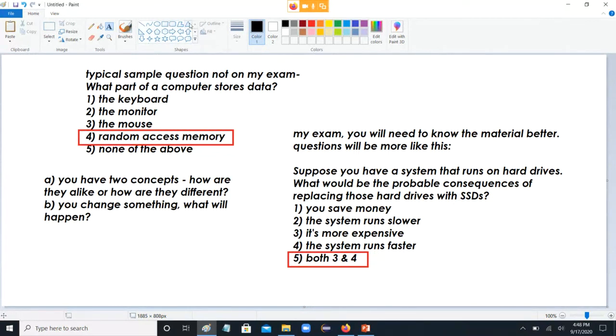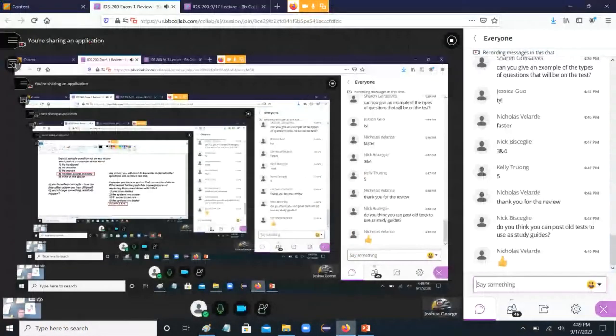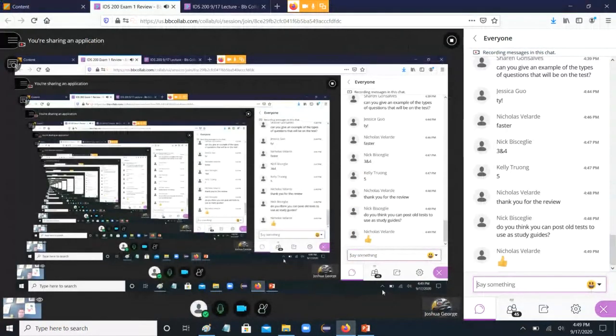So this would not be an example question that is likely to show up on the exam because, in particular, number 3 is a bit questionable. Number 3 is definitely in doubt. But number 4 would certainly be true. So I hope that helps. No, I can't post old tests, but just go through, study the material. You'll be okay. It's not that hard if you have a good handle on stuff, I promise.